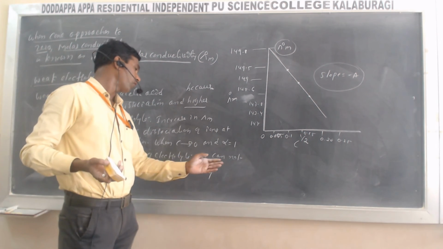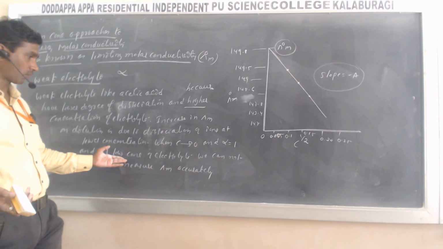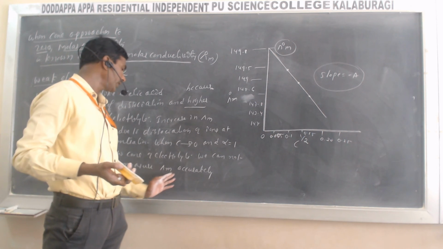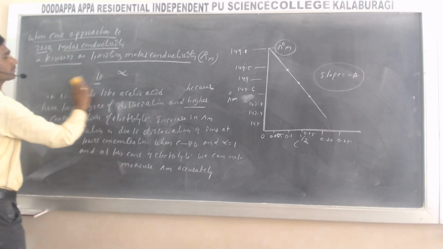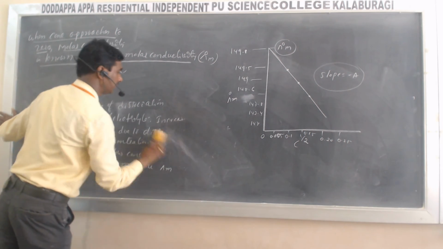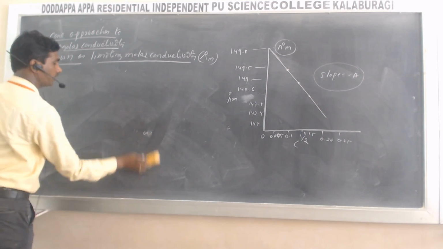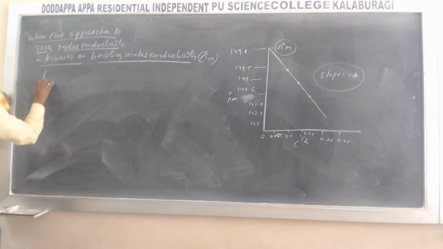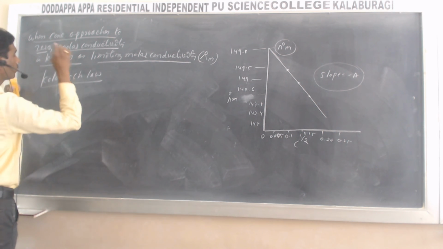And alpha equals 1. At low concentration of electrolyte, we can't measure lambda m accurately. So it can be measured by using Kohlrausch's law. By using Kohlrausch's law.